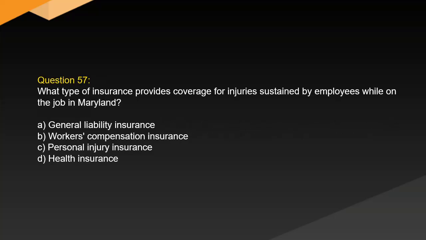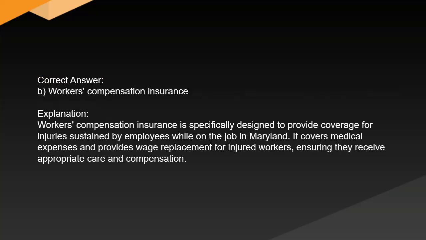Question 57. What type of insurance provides coverage for injuries sustained by employees while on the job in Maryland? A. General liability insurance. B. Workers' compensation insurance. C. Personal injury insurance. D. Health insurance.